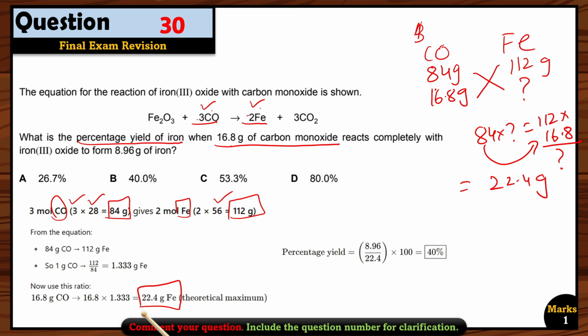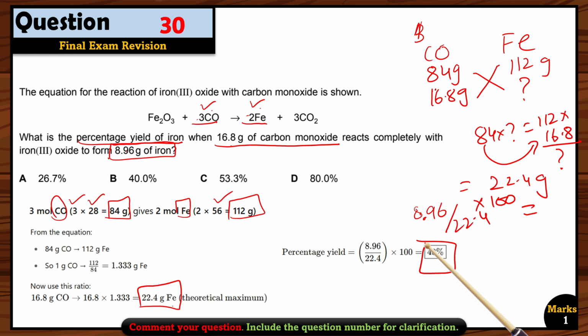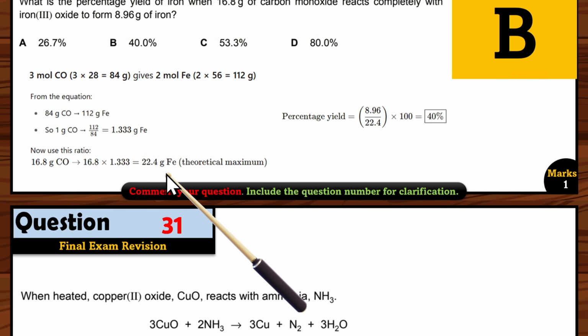This is according to the theory, but in the question they already tell you that it just formed 8.96 gram of iron. So now here you have to find the percentage yield. Simple. You take the practical answer, 8.96, divided by your theory answer, that is 22.4, and then just multiply with 100, you will get 40%. 40% is actually the yield that you will get after the reaction of carbon monoxide and iron oxide, okay? So you will get only 40% of the iron. So option B is the right option.